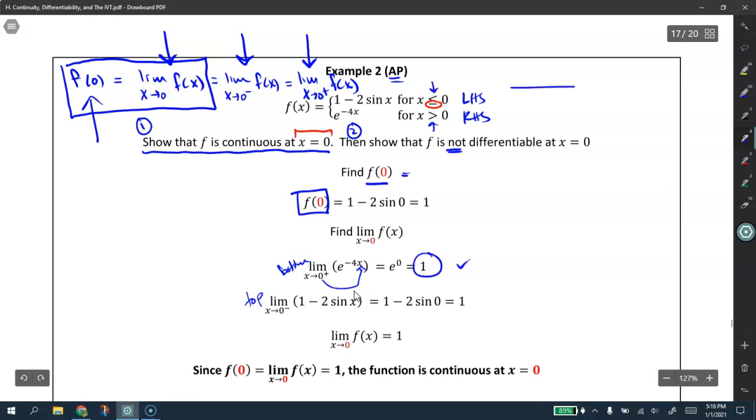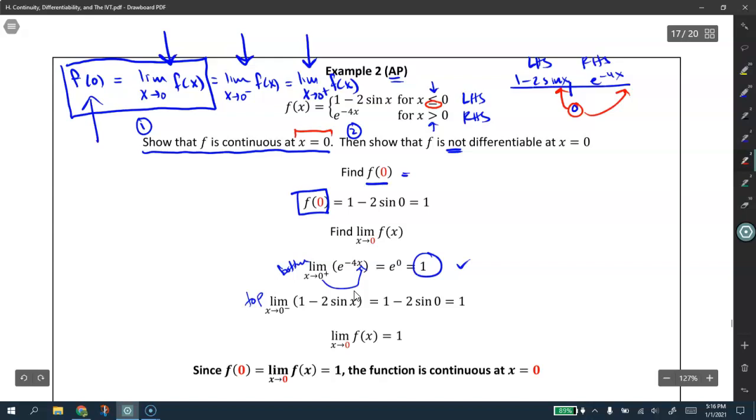So you know that on a number line, here is 0, and the left-hand side is over here, the right-hand side is over here. You've been told that 1 minus 2 sine x is the equation of the left-hand side, and e to the negative 4x is the equation of the right-hand side. So essentially what we're doing is taking the number 0 and plugging it into both functions and making sure that the functions are connected there. That's all it is.